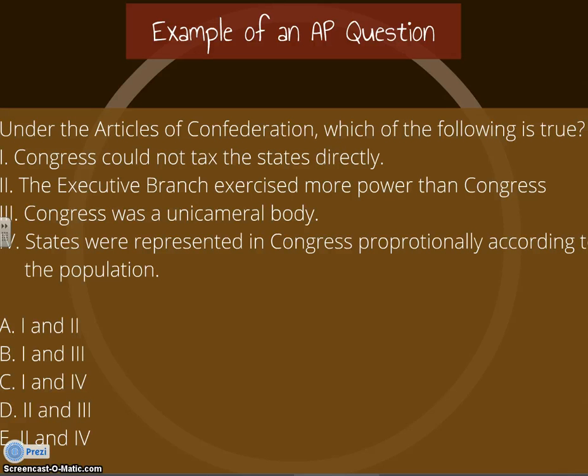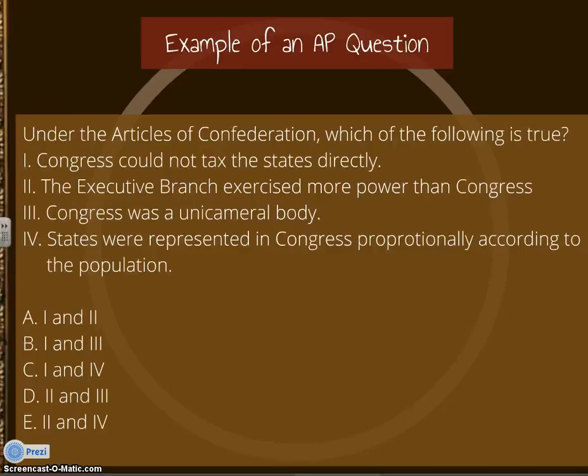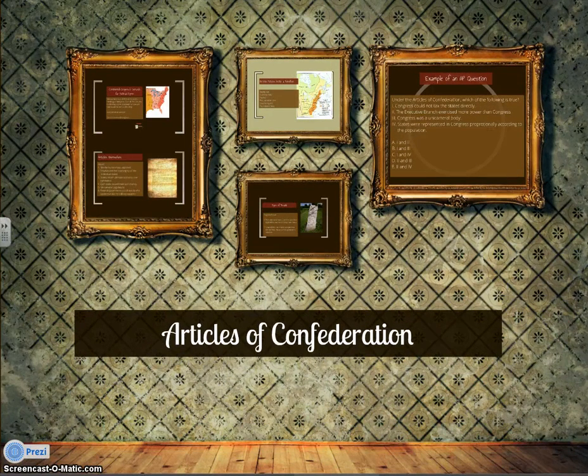Hopefully you paused the video and then you realized that choice B is correct: Congress could not tax the states directly, and Congress was a unicameral body. So that's our review of the Articles of Confederation.